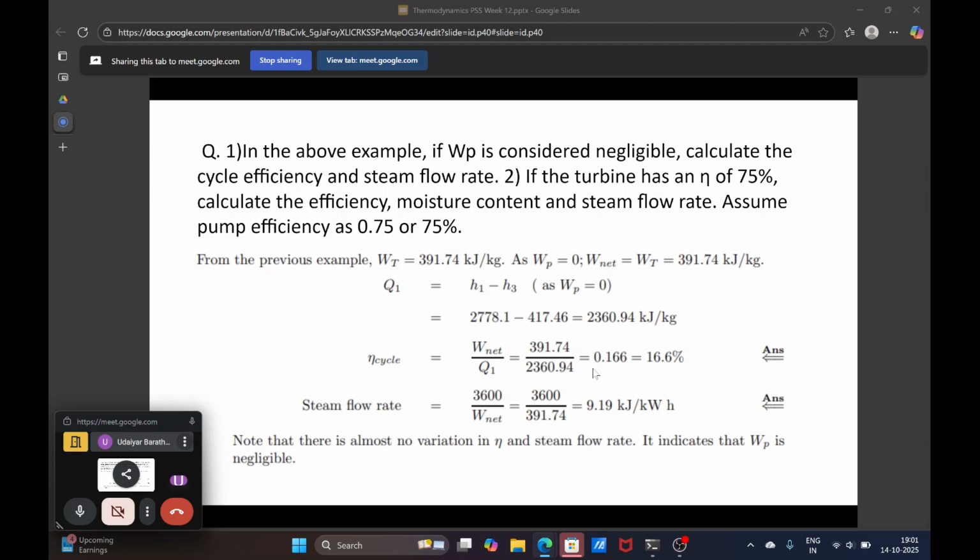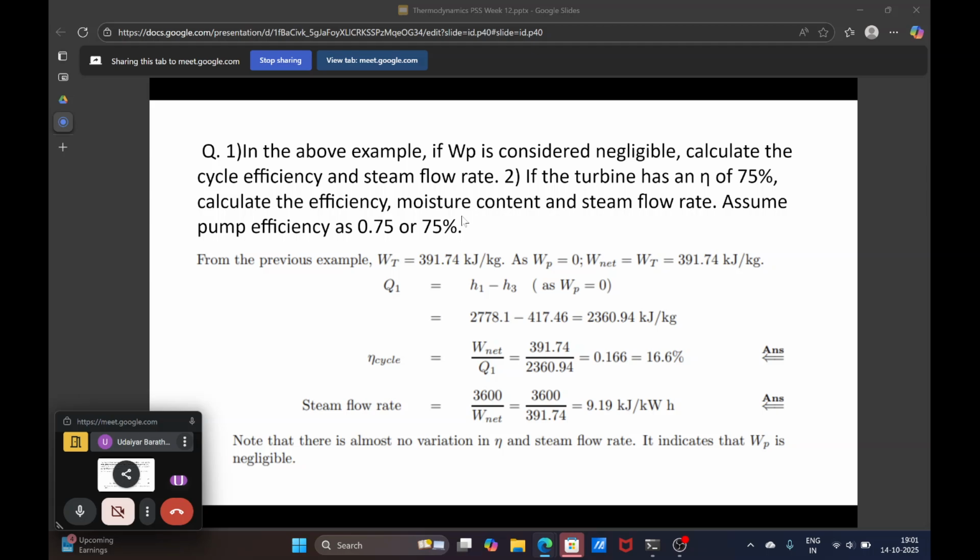The next question is the other example. If the pump work is considered negligible, calculate the cycle efficiency and steam flow rate. If the turbine has an efficiency of 75%, calculate the efficiency, moisture content and steam flow rate. Assume pump efficiency as 0.75 or 75%.